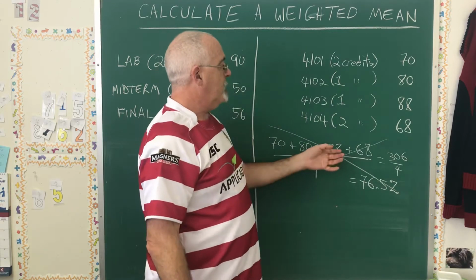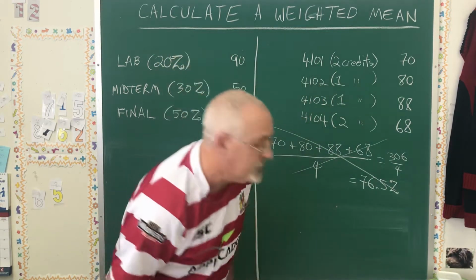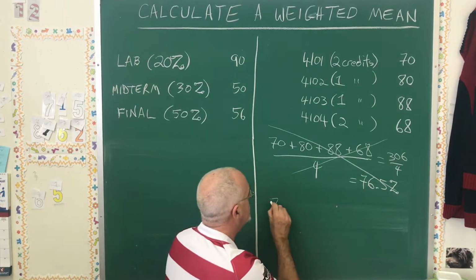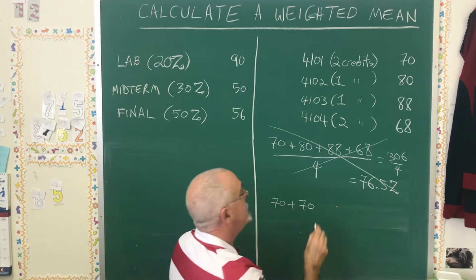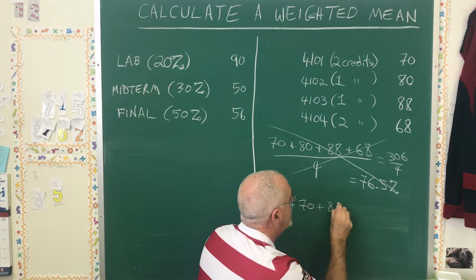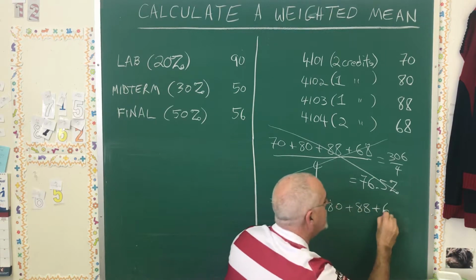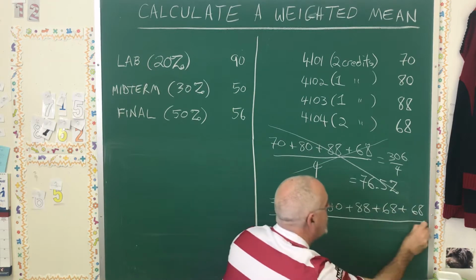because they are not taking into account the fact that the first and last books are worth double. They're worth 2 credits instead of 1. So a better way of doing it is to say, I'm going to add 70 twice, then the 80 and the 88, and then add the 68 twice, and then divide by 6.